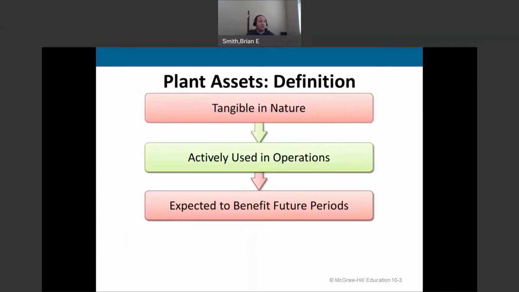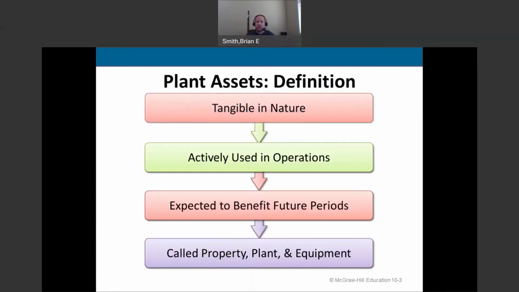Let's look at this. Okay, so plant assets. We're going to start off talking about plant assets. And first of all, plant assets, generally speaking, are going to be something tangible. It's going to be something we can physically touch, experience, see. I guess you could taste it if you wanted to lick them or something.